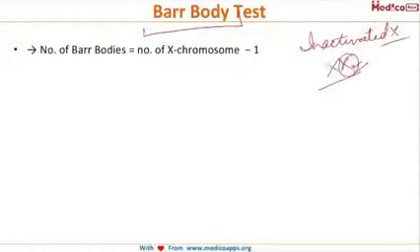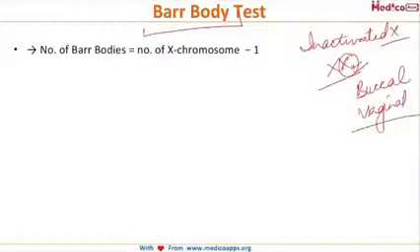So in any individual in which two X chromosomes are present, one X chromosome is inactivated so that this excess of genetic material is not transferred to the individual. And this inactivated X chromosome is seen as Barr body in the buccal smear, or in female if you take a vaginal smear, you can see these Barr bodies. So as I told you, it is the inactivated X chromosome. So the number of Barr bodies in any individual will be the total number of X chromosomes minus 1.